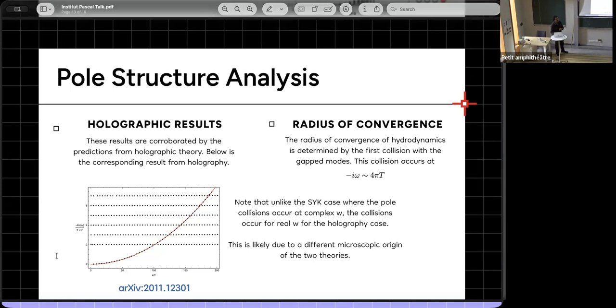In this plot, the collision is happening for complex k, because here it's an avoided crossing, so you will only see the collision once you make k imaginary. Whilst in SYK, they occur for real wave number. And that difference is just likely due to the different microscopics in holography and in SYK.